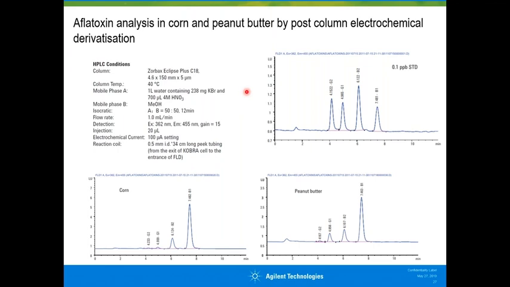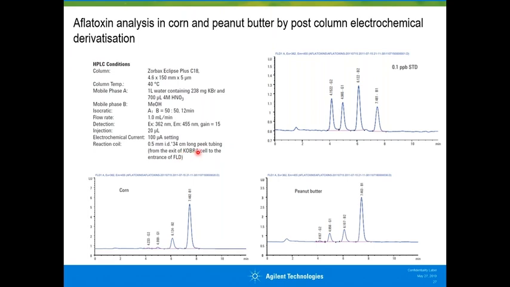aflatoxins. Okay, so this Cobra cell is basically electrochemical derivatization of aflatoxins. So the sample is injected as it is, and a post column derivatization is done using a Cobra cell. Once all the aflatoxins are separated on the column, the outlet is connected to the Cobra cell, where each and every individual aflatoxin will elute one by one. They would undergo derivatization, and then enter into my fluorescence detector. So this kind of derivatization is called post-column derivatization.